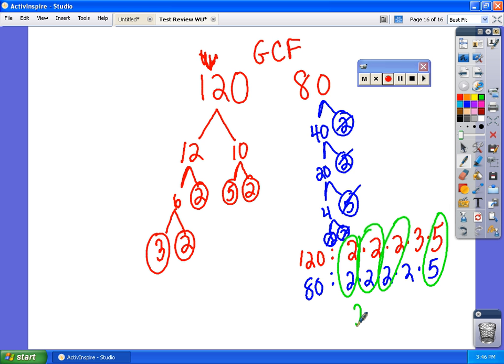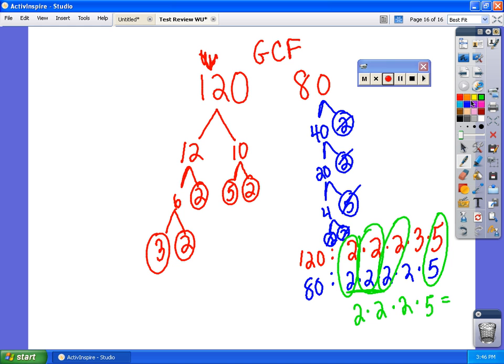So what they share are 2 times 2 times 2. See these 3 2's right here? They share 3 2's and they share 5. And if I multiply all those together, 2 times 2 is 4, times 2 is 8, times 5 is 40.